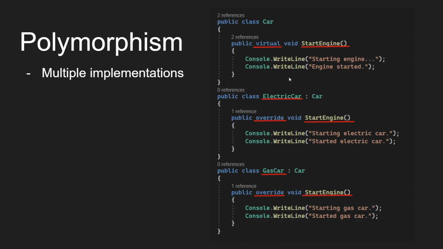So this is the parent class. We have a child class which is going to inherit the parent class, and we are going to override the implementation. The method has exactly the same name and exactly the same signature, but we are going to override the implementation by using the override keyword. So we can do whatever we want inside the implementation of the method. Same goes for the gas car, which will have some kind of implementation specific for gas cars, let's say. It doesn't really matter, this is just an example.